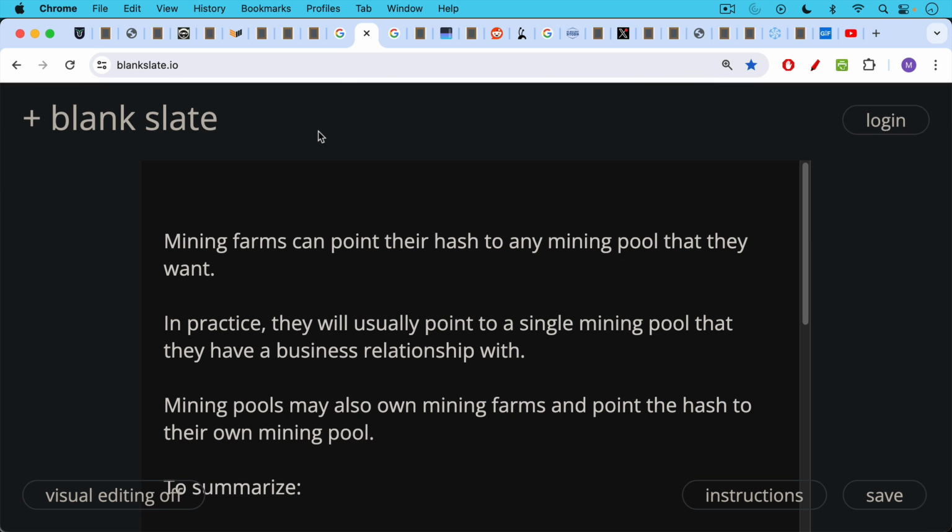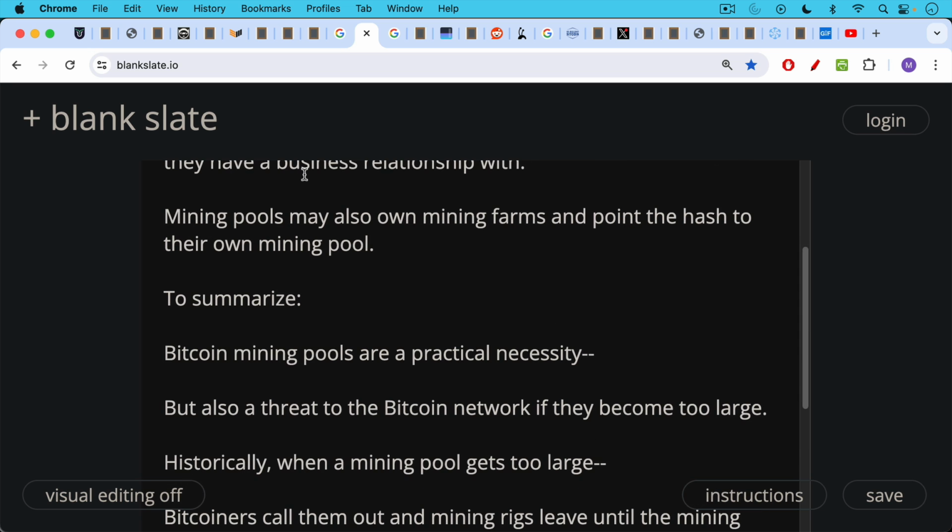And these mining farms can point their hash to any mining pool that they want. This is the beauty of the internet, obviously. In practice, mining farms will usually point to a single mining pool that they have a business relationship with. Mining pools themselves may also own one or more of these mining farms and point the hash from the farms to their own mining pool. To summarize, Bitcoin mining pools are a practical necessity due to the unpredictability of finding the next block, but Bitcoin mining pools are simultaneously a threat to the Bitcoin network if they become too large.